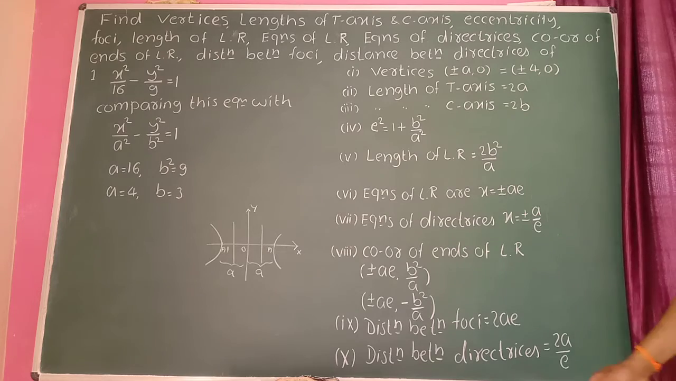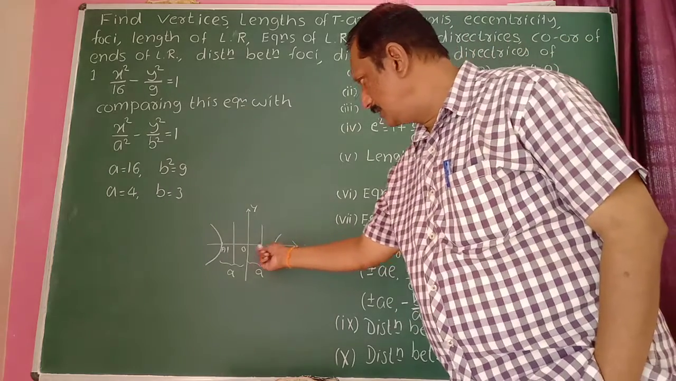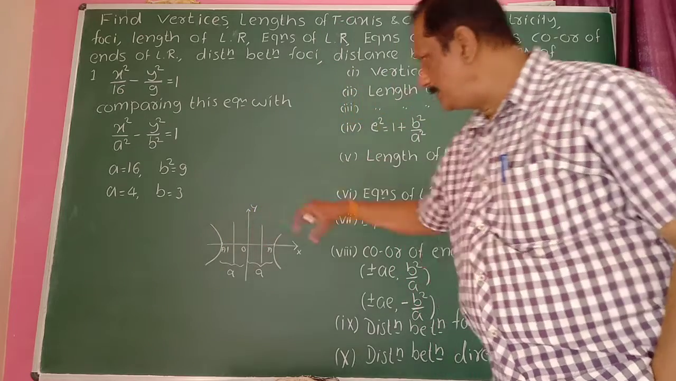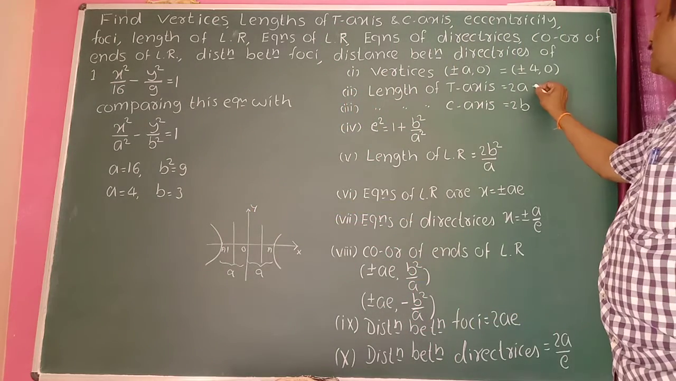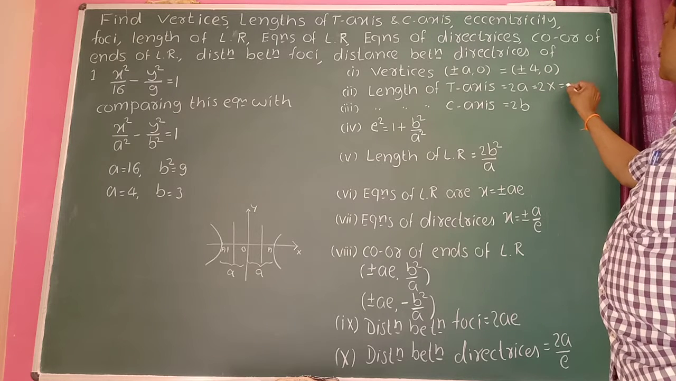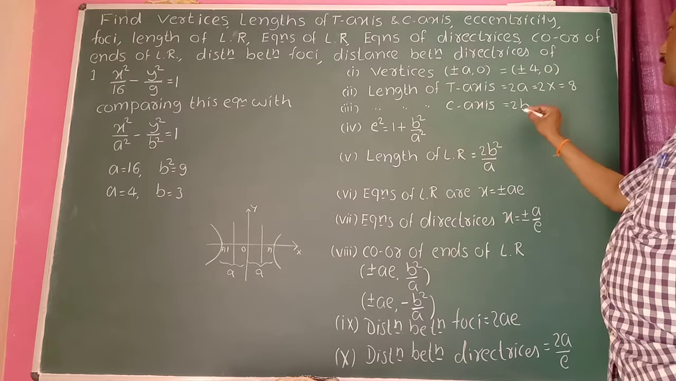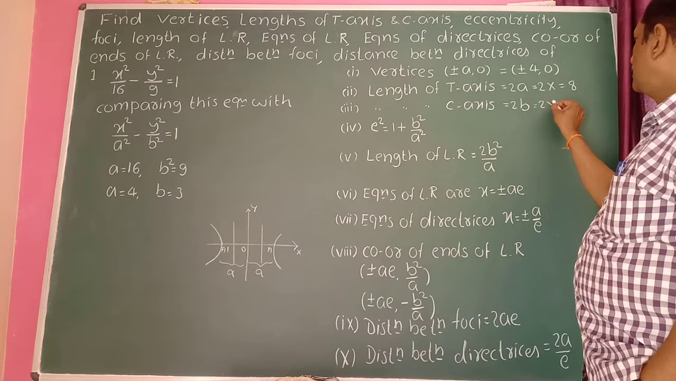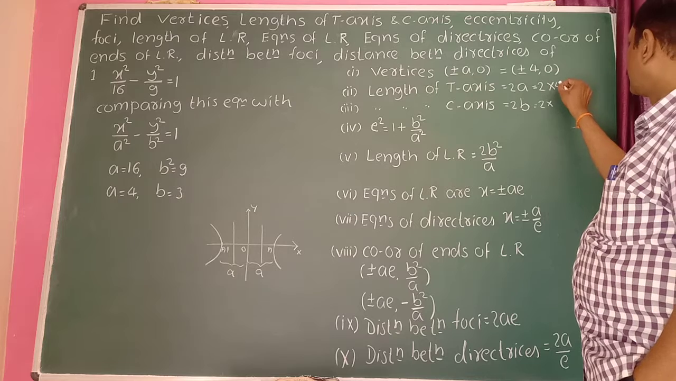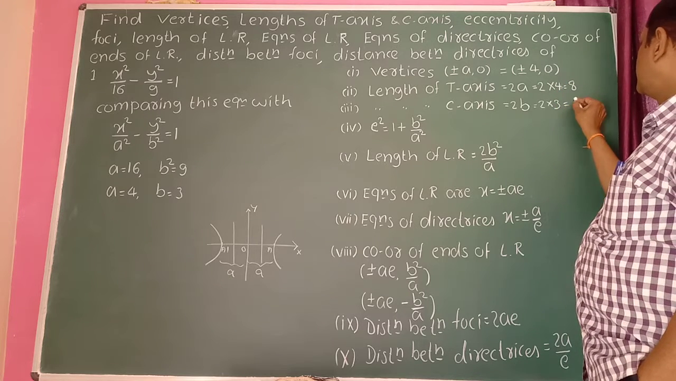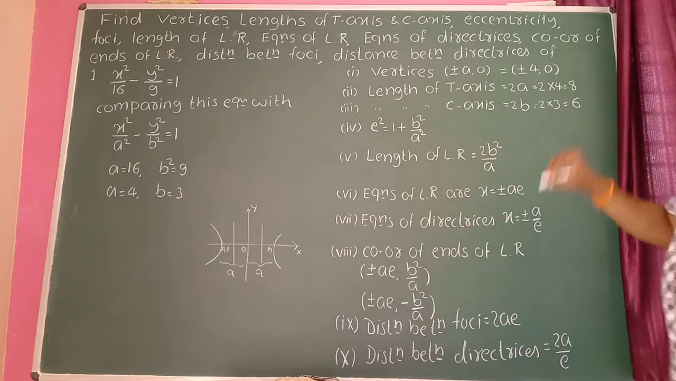Length of the transverse axis means the distance between A and A dash. This is a unit, this is also a unit. a plus a becomes 2a. Therefore, 2 into 4 is equal to 8. And the length of the conjugate axis is 2b. Then 2 into 3, 2 into 3 becomes 6.